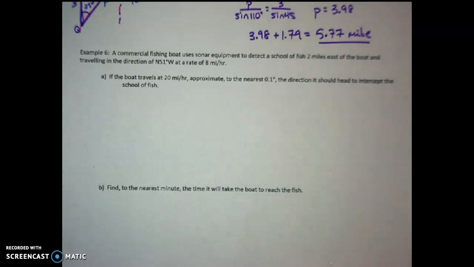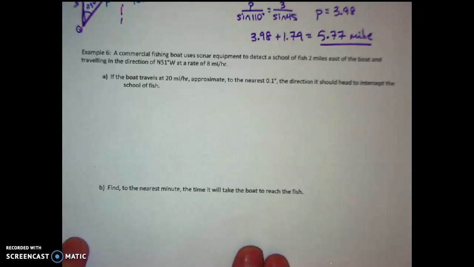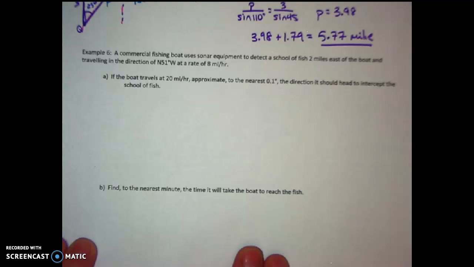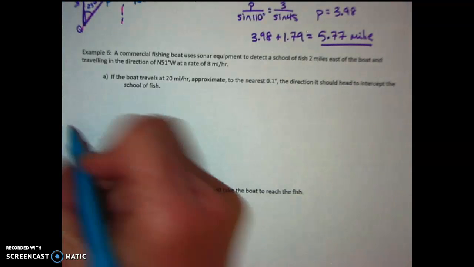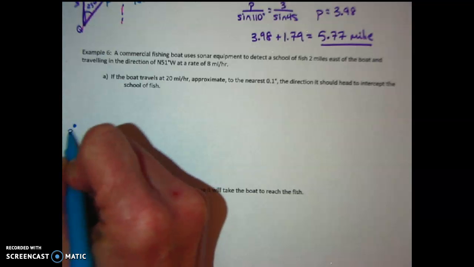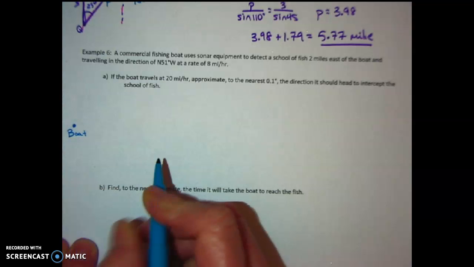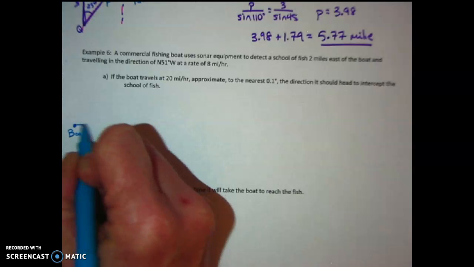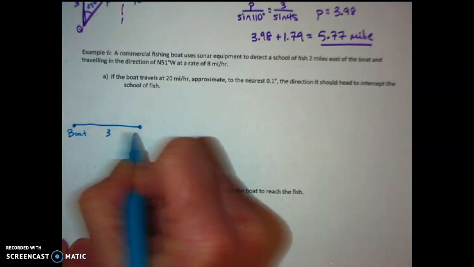A commercial fishing boat uses sonar equipment to detect a school of fish 2 miles east of the boat, traveling in a direction north 51 degrees west at a rate of 8 miles an hour. So what do we have here? We have our boat, and 3 miles east of the boat, we have our fish.